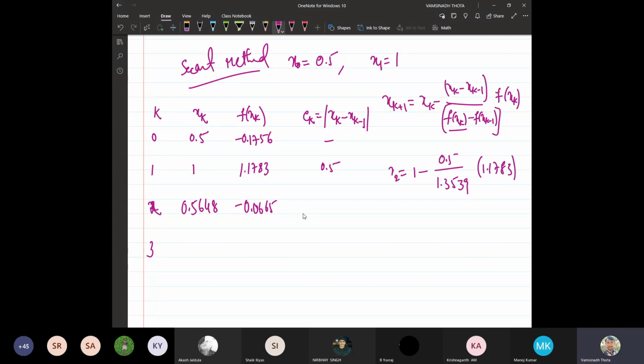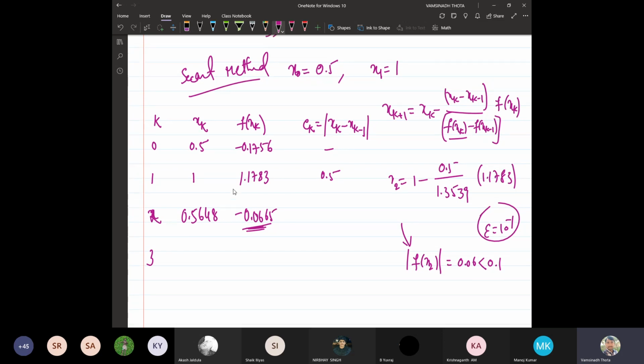Okay, you find out x3 also. What is x3 and what is f of x3? As you can see, in this iteration itself, the modulus of f of x2 is 0.06. It is strictly less than 0.1. So if the error tolerance is given to be epsilon is equal to 10 to the power minus 1, this is the condition that we required. So you can stop, and you can say that the approximate solution is 0.5648.